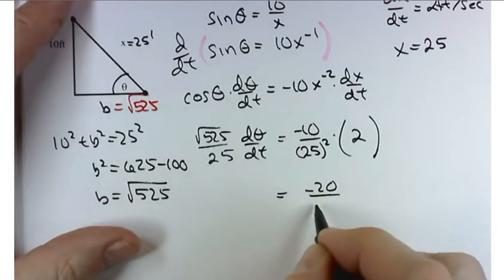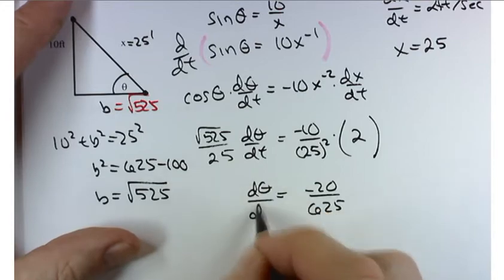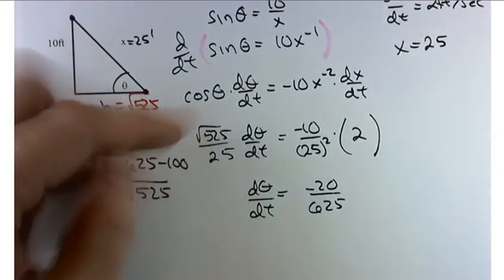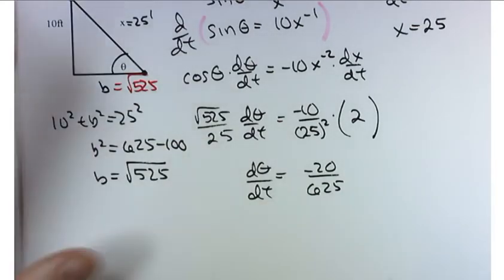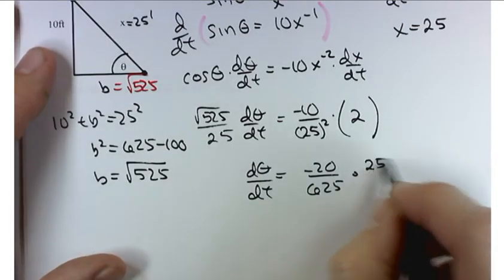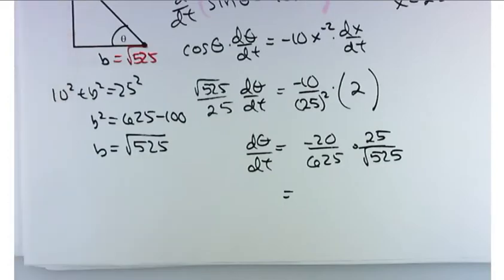d theta dt. Now to get rid of this, I can multiply both sides by the reciprocal. So that'd be times 25 over the square root of 525. And there's a little cancellation there. Let's see if we can clean that up. Yeah, so we're going to get 0.8 or 4/5 times 1 over the square root of 525.